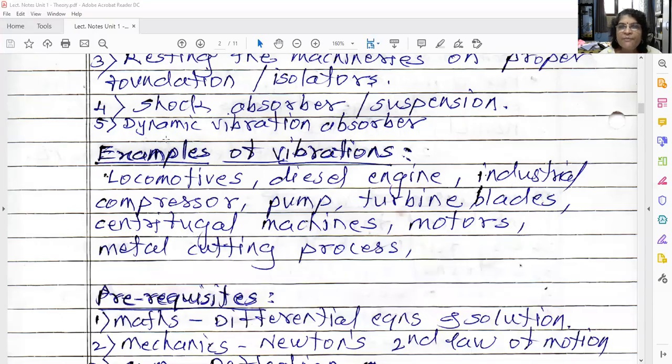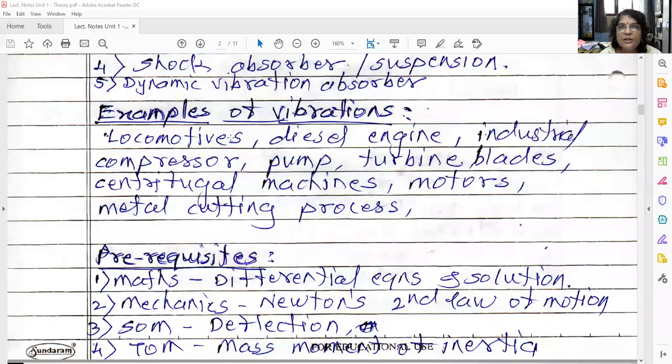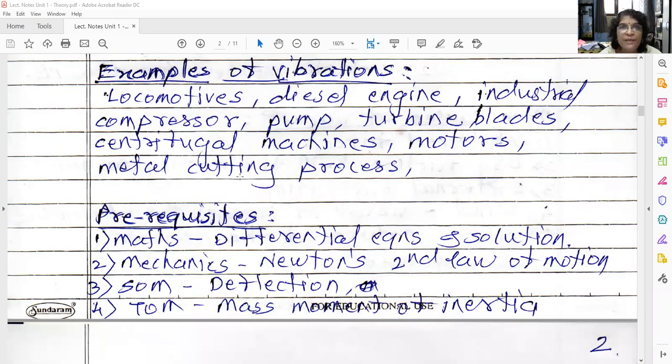Now, what are the examples of vibrations where the bad effects are there, and there we always want to reduce the vibrations? Locomotives, diesel engines, industrial compressors, pumps, turbine blades, centrifugal machines, motors, metal cutting processes, all these are vibration-producing mechanical parts, where we have to take care that vibration should not exceed beyond the limit.